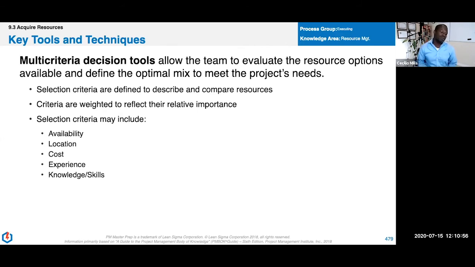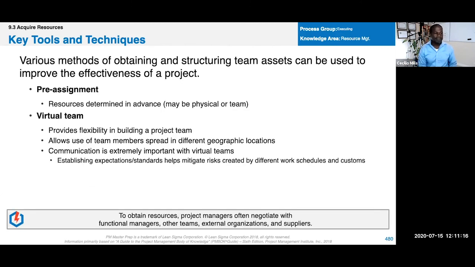Here's our fancy term. Multi-criteria decision analysis, right? In this case, it's decision tools. And this can allow us to evaluate the different options available to us for the resources, such as, when are they available? Where are they located? Things like that. So don't overthink that word, multi-criteria.